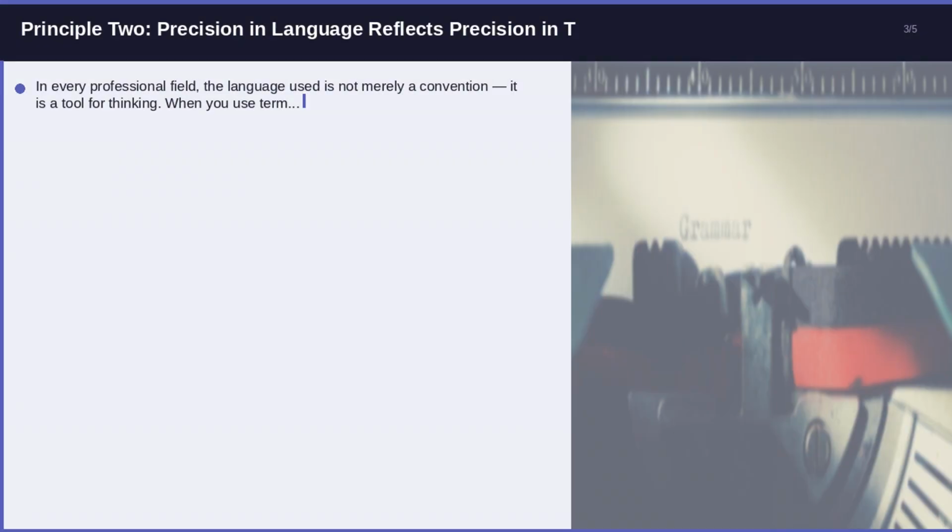Principle 2. Precision in language reflects precision in thinking. In every professional field, the language used is not merely a convention, it is a tool for thinking. When you use terms loosely or interchangeably when they are not interchangeable, you introduce ambiguity into your own reasoning. Students of Email Marketing Mastery, from list building to high converting campaigns, who invest time in understanding terminology precisely find that their analysis is better.